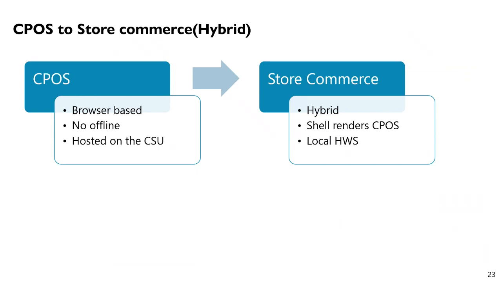Store Commerce and CPOS share the same application code because CPOS runs in the browser. The application isn't installed locally. Instead, the browser accesses the application code from the CPOS server. There can be customers using CPOS who want to move to the Store Commerce app in hybrid mode, as it comes with a dedicated hardware station. This way, customers can avoid the installation of the shared hardware station.